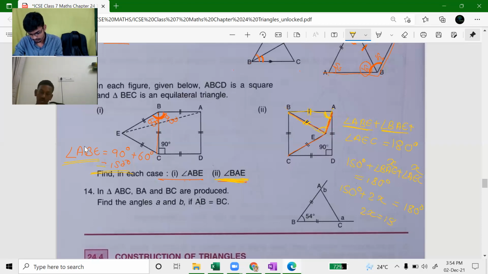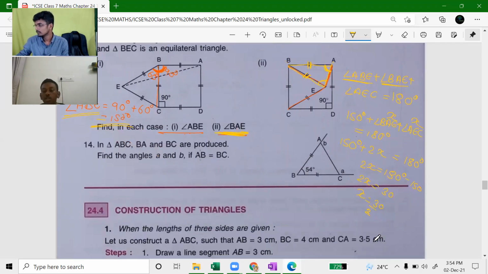180 minus 150. So 30 degrees, sir. So 2x is equal to 30 degrees. So x is equal to 30 degrees divided by 2. Now tell me the answer. X is equal to 15 degrees.